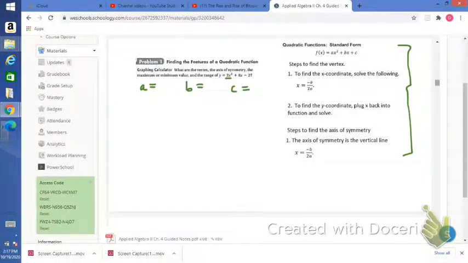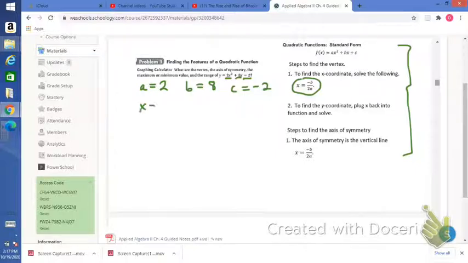So your A is the coefficient in front of the x squared term. So that's going to be 2. Your B is the coefficient in front of your x term. That's 8. And your C is the constant at the end, so negative 2. Alright, so to find the vertex from an equation written in standard form, the x-coordinate of that vertex is going to be equal to negative b over 2a.